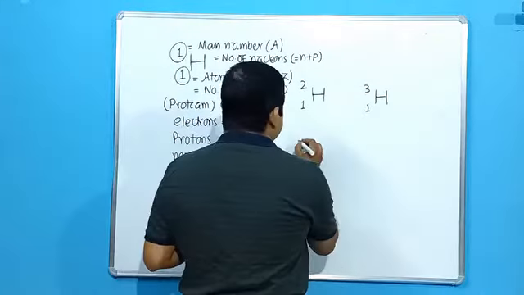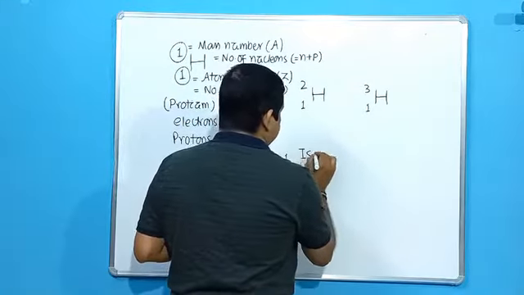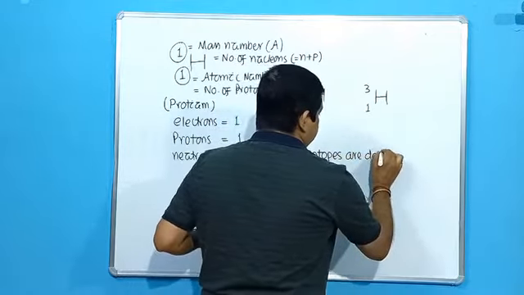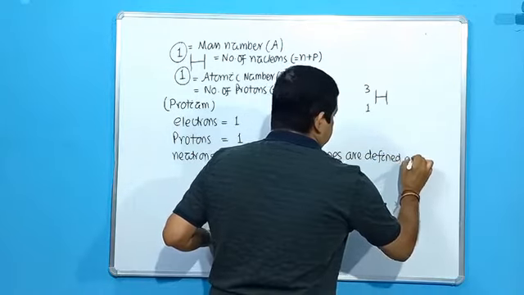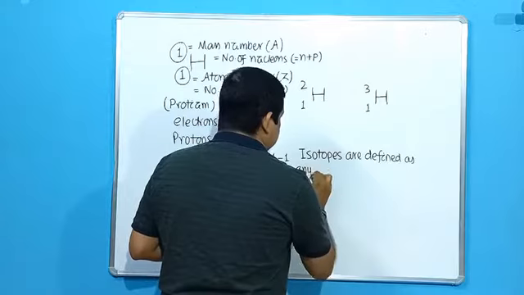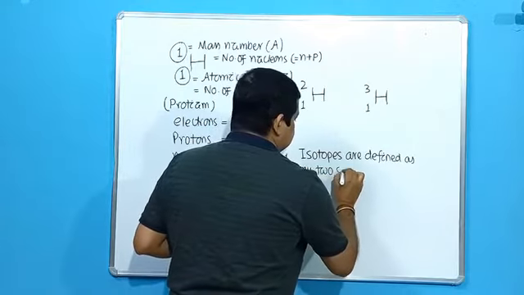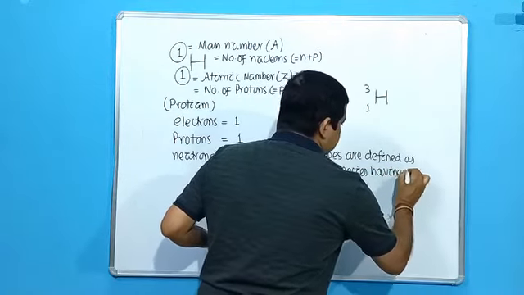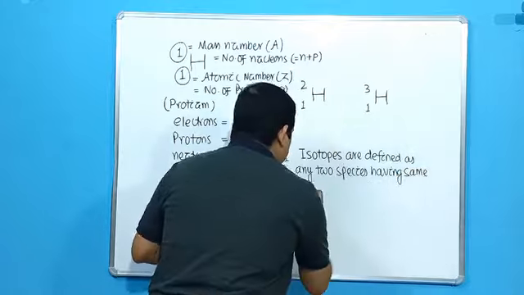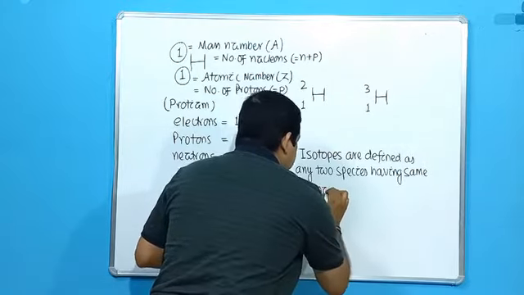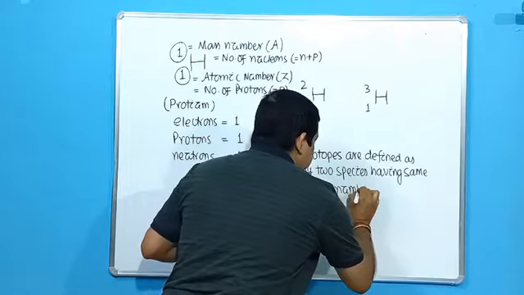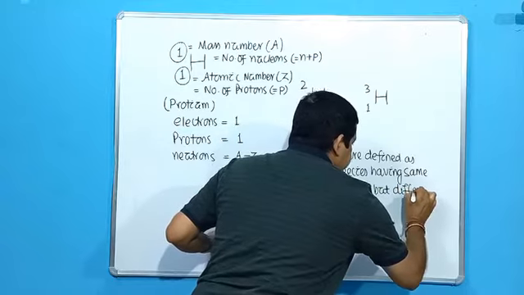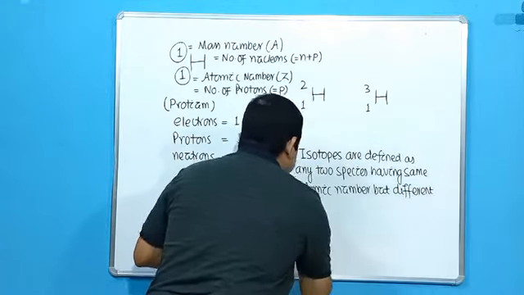So here we can define isotopes. Okay, so isotopes are defined as any two species having same atomic number but different mass number.